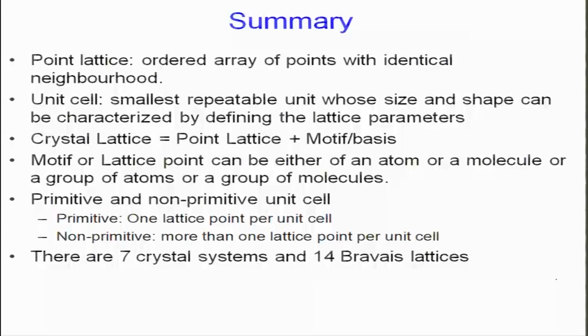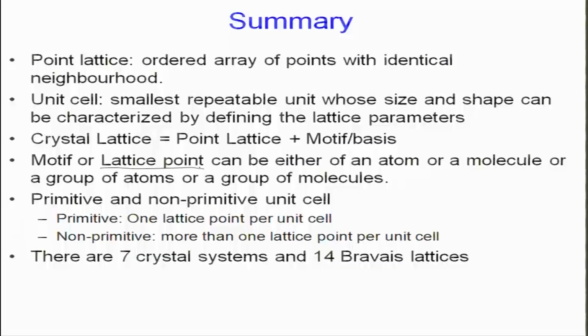You have a point lattice, which is an ordered array of points with identical neighborhood. You have a unit cell, which is within a point lattice, the smallest repeatable unit whose size and shape can be characterized by defining lattice parameters. A crystal lattice can be defined as a point lattice with a motif or basis, which is an atom or group of atoms. A motif, or a lattice point, as we normally call it, can be either an atom or a molecule or a group of atoms or a group of molecules.